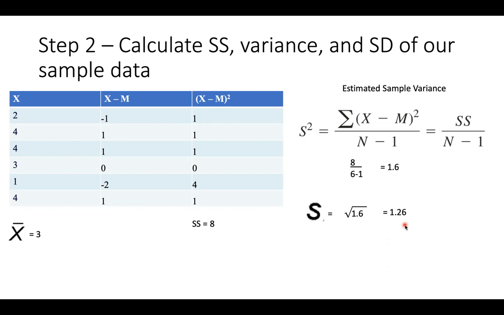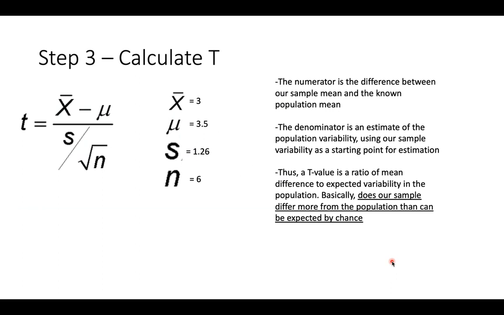So now I actually have everything I need for the t-test. I have my sample mean over here that I found for my sum of squares of 3. I have my sample standard deviation, 1.26. I have my n, which was 6. And the population mean was given to us, I believe that was 3.5. Yes, 3.5. So we have everything we need to calculate our t-test.